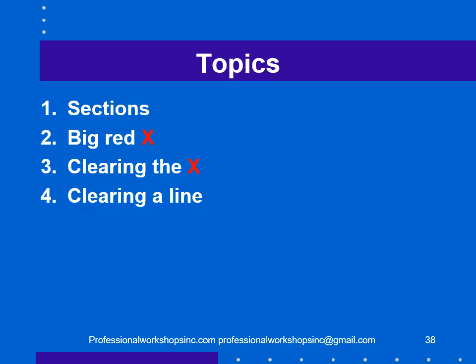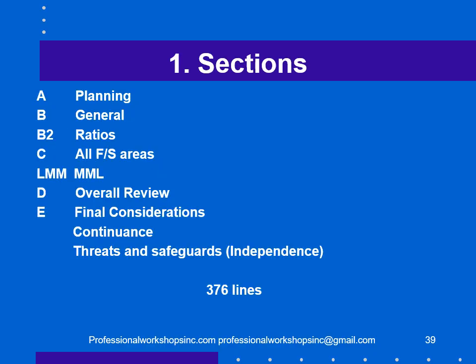Topics on the review form: the big red X, clearing the big red X, and sections in the form. There are all the different sections on the checklist: continuance, independence, material misstatement being likely. That box is probably going to be blank on most clients. It has 376 lines, so it's rather a long form. Not as long as the audit form, but much longer than the compilation form, which is only a single page.